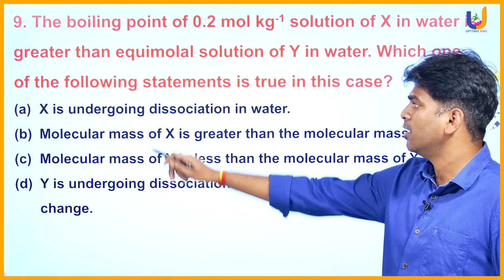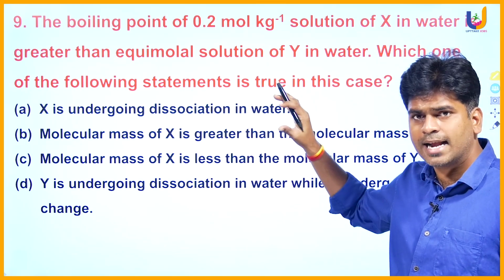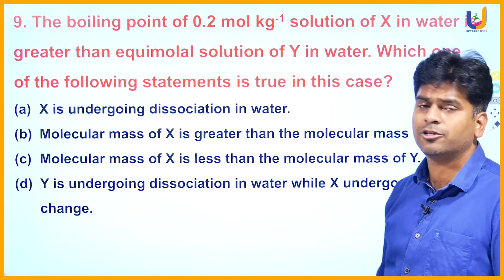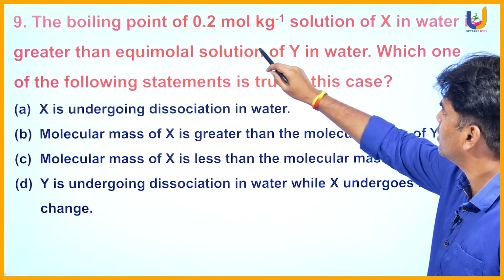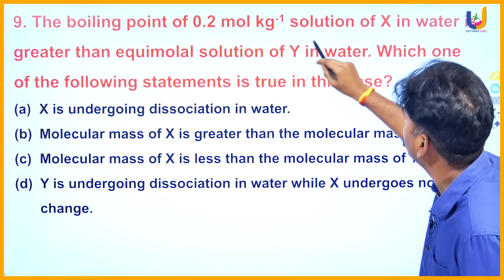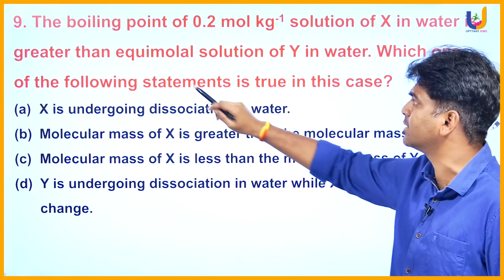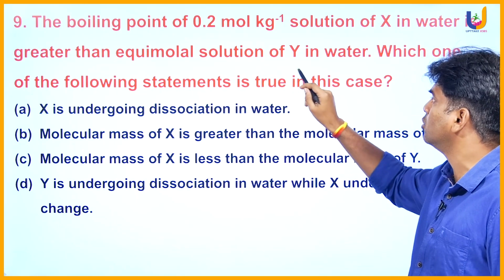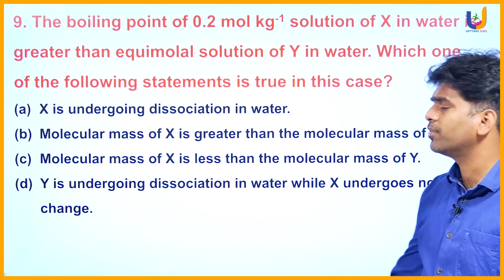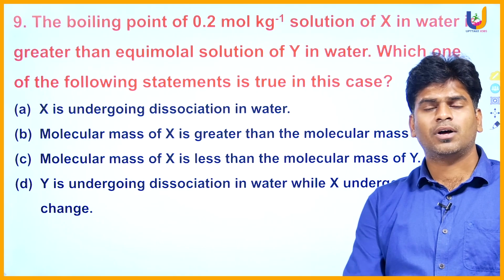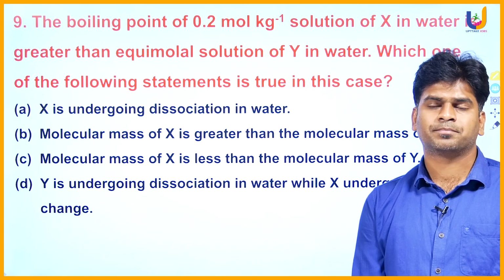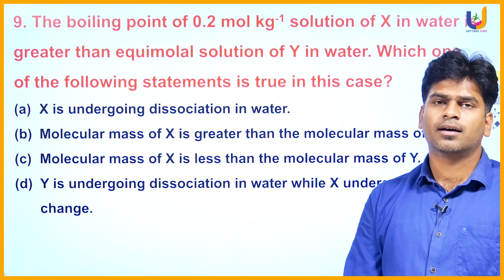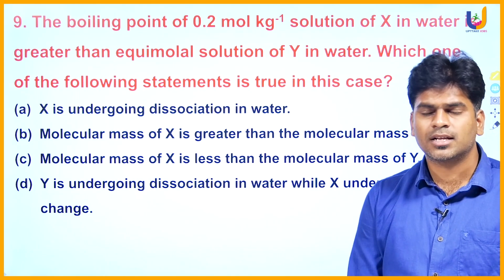So if you understand clearly, the molality they have mentioned is 0.2 for X and Y. The boiling point of a 0.2 mole per kilogram solution of X in water is greater than an equimolar solution of Y in water. Which of the statements is correct? First of all, as per the statement, X is 0.2 molality, and its overall boiling point is also more.